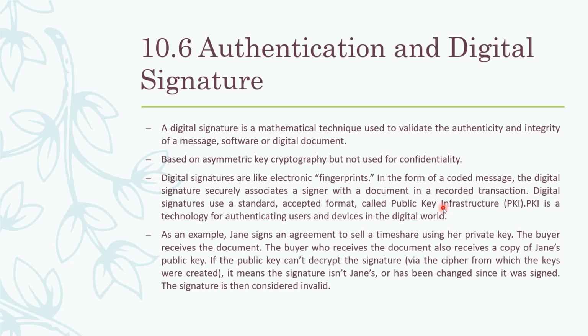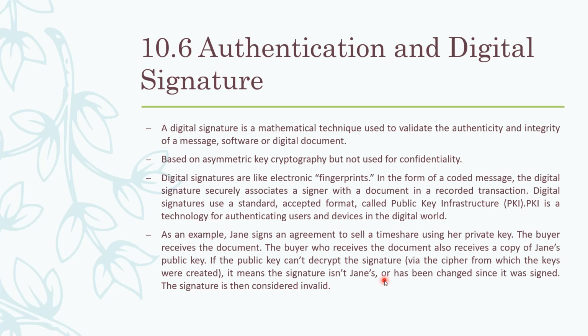To understand digital signatures, let us take an example. Jane signs an agreement to sell a timeshare using her private key. The buyer receives the document, and also receives a copy of Jane's public key. If the public key cannot decrypt the signature, it means the signature is not Jane's or has been changed since it was signed. So the signature is considered to be invalid.